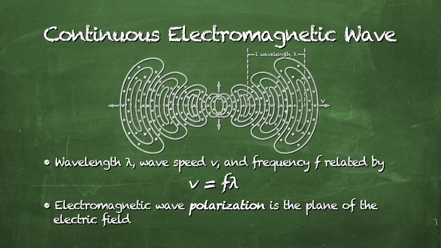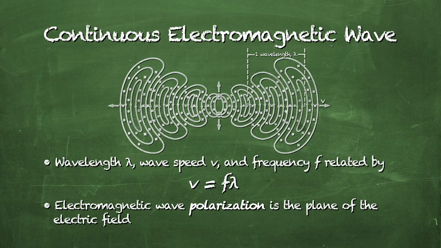Another fundamental characteristic of the wave is its polarization. The polarization of an electromagnetic wave is the plane in which the electric field oscillates. So in this case, the electric field is oscillating up and down, or vertically, so this wave would have vertical polarization.